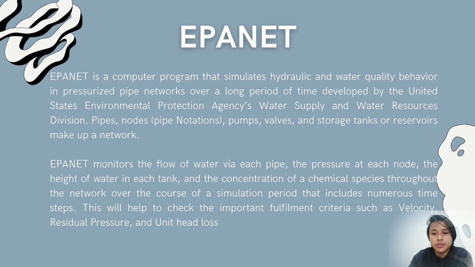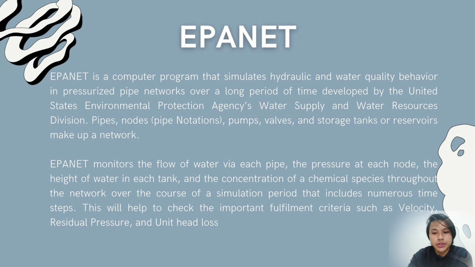Next, I would like to continue by discussing the software that we use to ease our calculation process throughout this project. This software is called EPANET. EPANET is a computer program that simulates hydraulic and water quality behavior in pressurized pipe networks over a long period of time, developed by the United States Environmental Protection Agency's Water Supply and Water Resources Division.